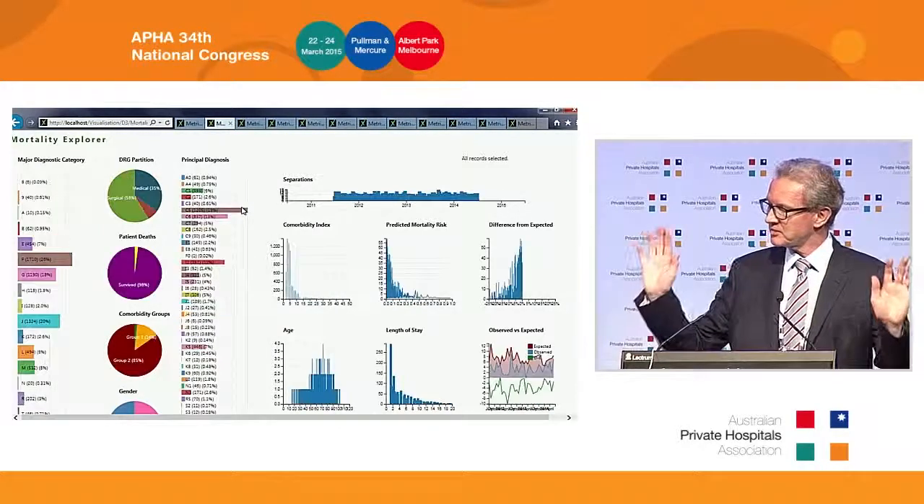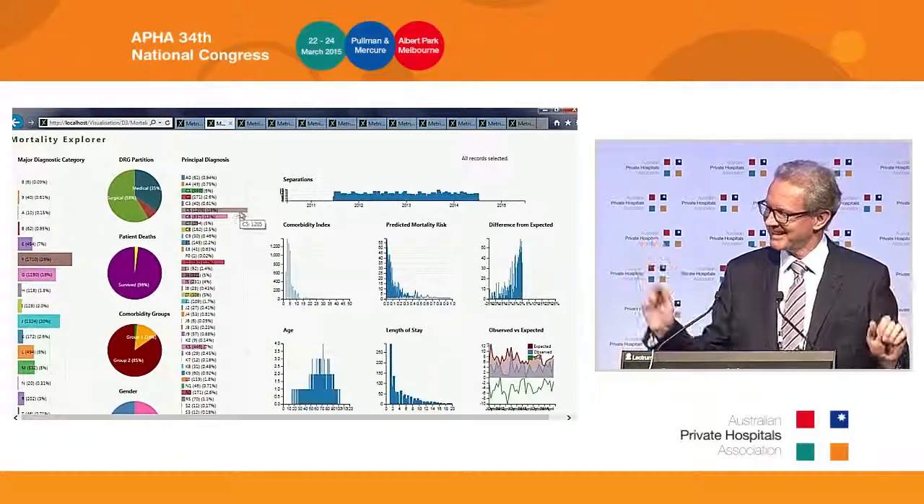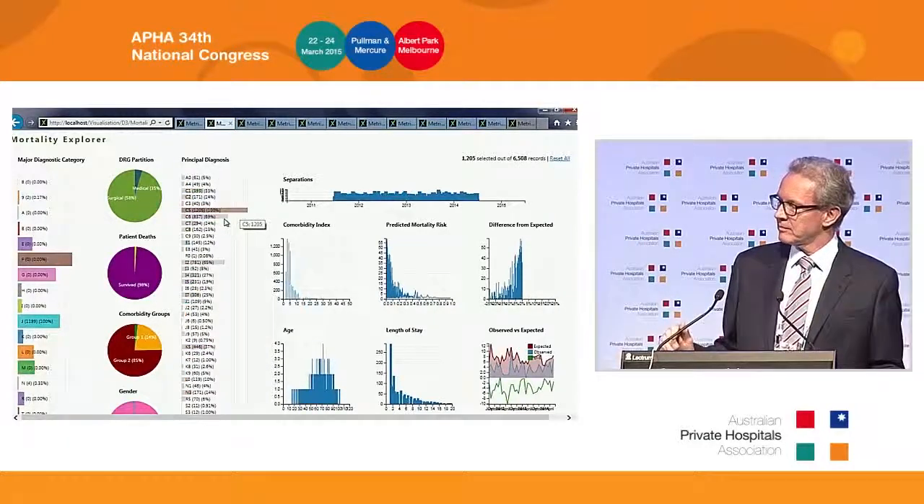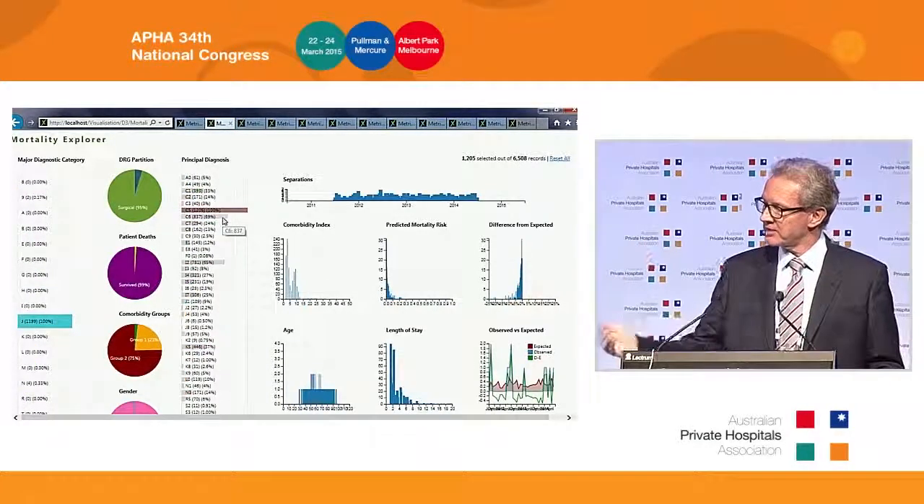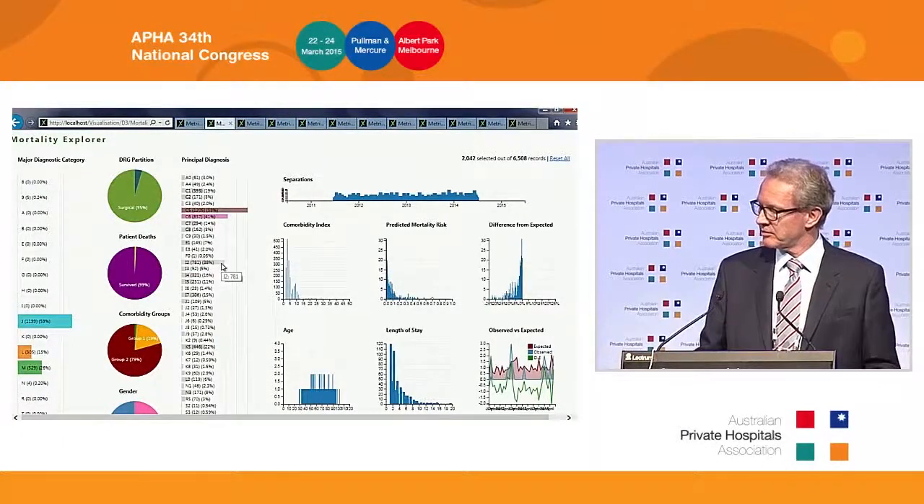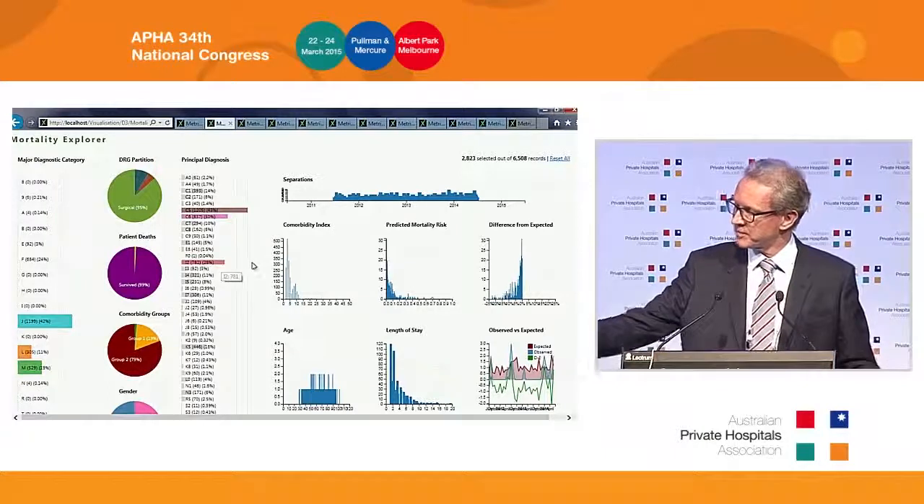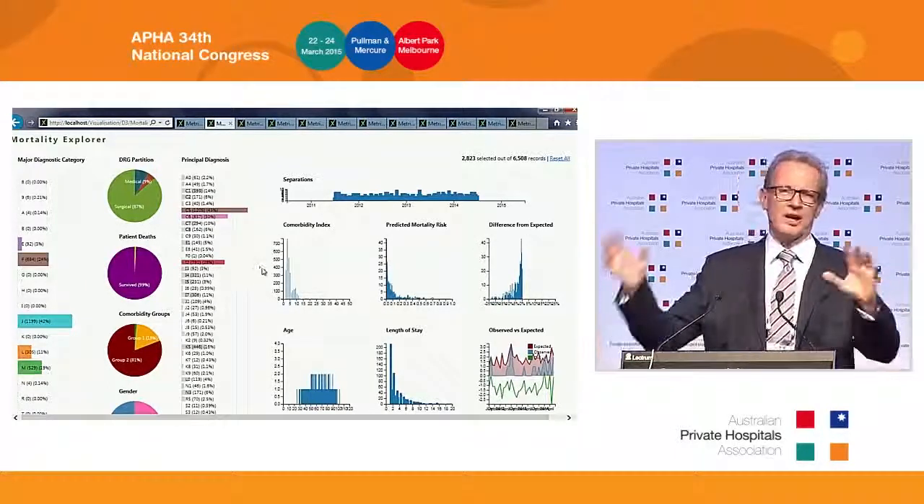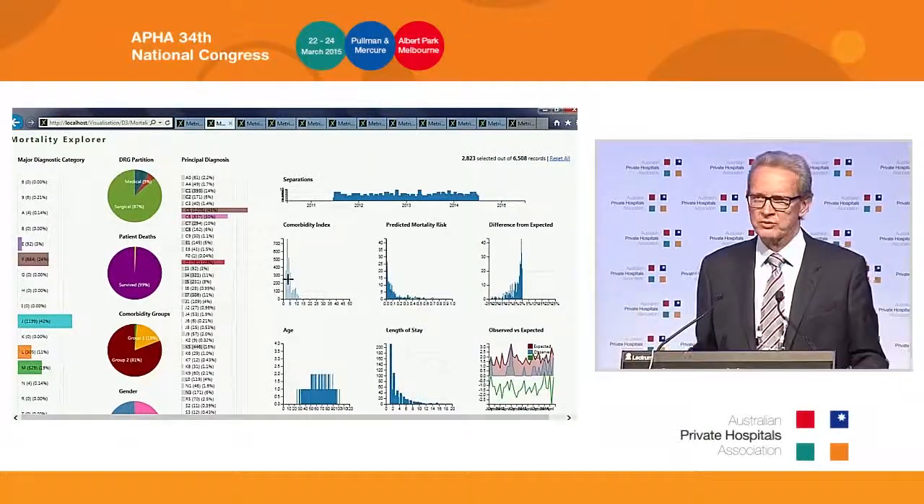You can see I'm doing this with no hands. Okay, right? So you can then cut the data in a different way, and look at the diagnoses that make up the top 3, and then get your difference from expected and predicted risk. So you can go on like this, all right? Just a demonstration of what is possible with the analytics.